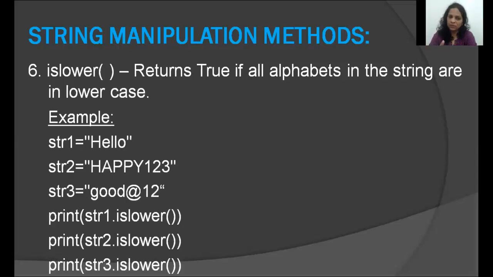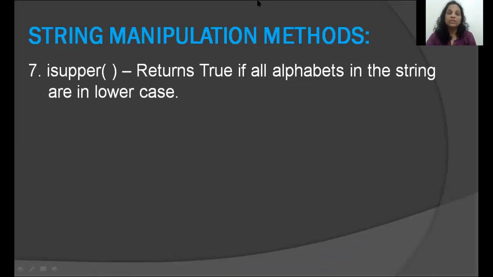Okay. So if you look at the first function, str1, it's Hello. So it's going to be false because H is capital. If you look at str2, there is HAPPY in alphabets, but it's capital. So it's going to be false. If you look at str3, good is in small letters, though it has special characters and digits. isLower is only checking if the alphabets present in the string are in lowercase. So str3.isLower is going to give me true. Is that clear? Now coming to isUpper.